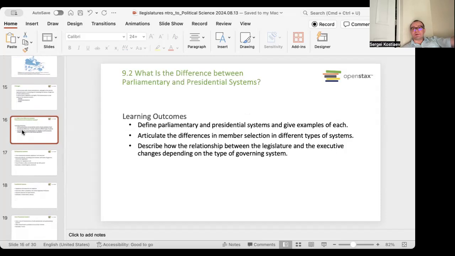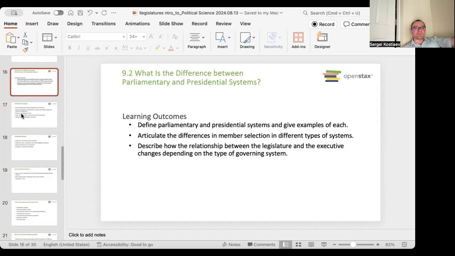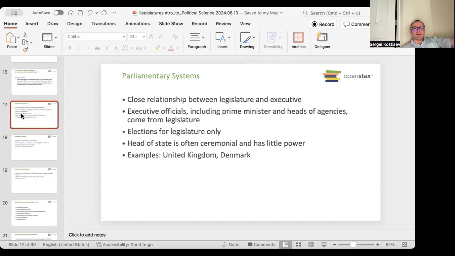This is what you will learn in the next few minutes of our discussion about difference in parliamentary and presidential republics. Important thing is the basic thing about parliamentary system. There is no separation of power between executive and legislative branches of government. Head of the government, prime minister, is a head of a majority party or majority coalition. And there are a bunch of countries which function this way: United Kingdom, Denmark, Germany, Israel, by the way.